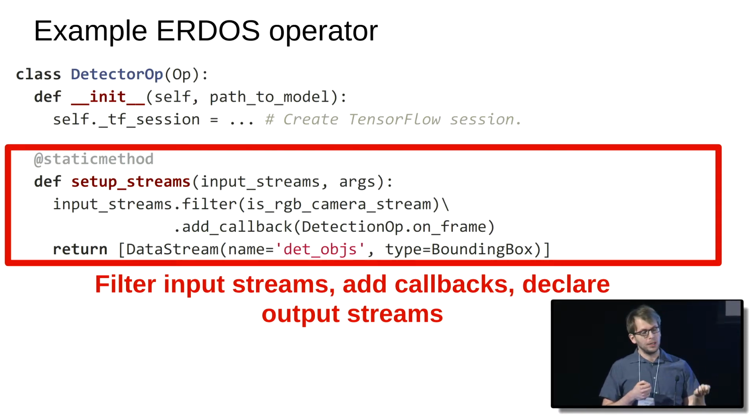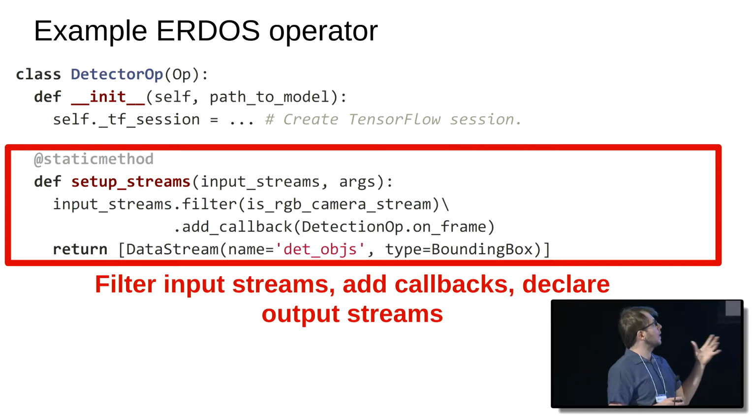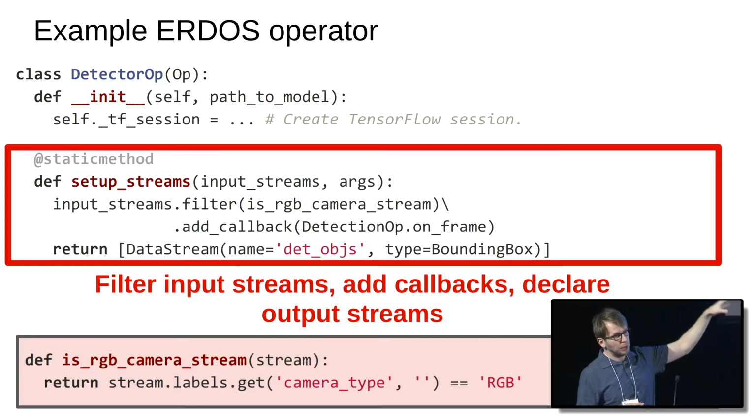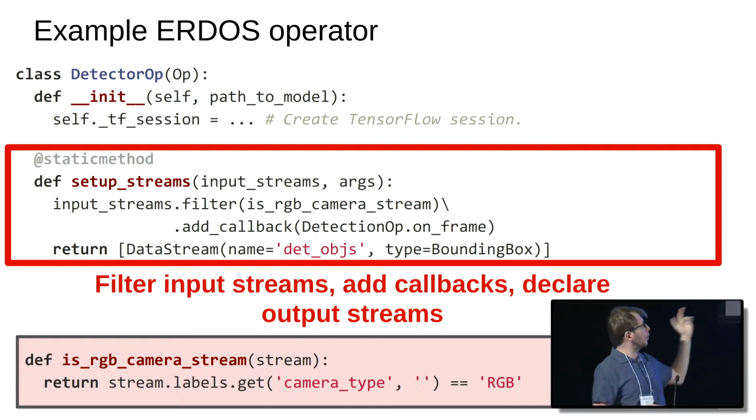This setUpstream method receives a bunch of input streams, and then the developers can decide on what input streams they want to register callbacks. In this case, they care about the camera stream, so they filter out all the streams that are of type camera RGB. The last thing that is specified in the setUpstream is the output streams from the operator. In this case, because it's a detector, it outputs a stream of type bounding boxes.